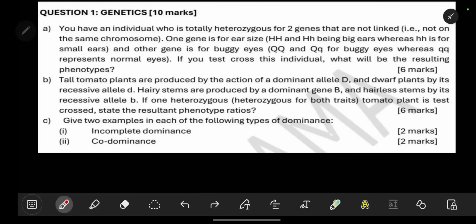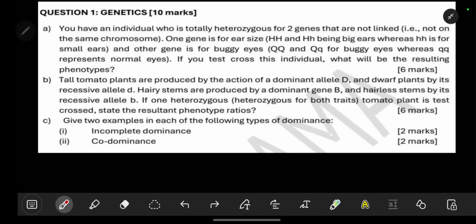So here today we are going to be looking at a full paper for biology, which is 2025. This paper is very good for your revision and for your knowledge of how you can apply certain concepts. If you are doing any NS program, this paper is for you. So we have the first question.